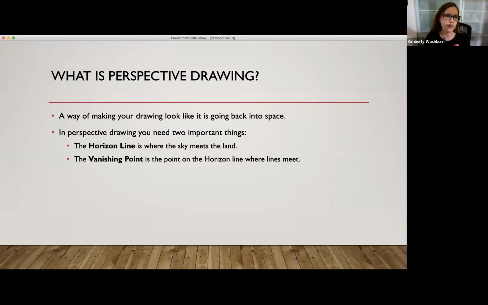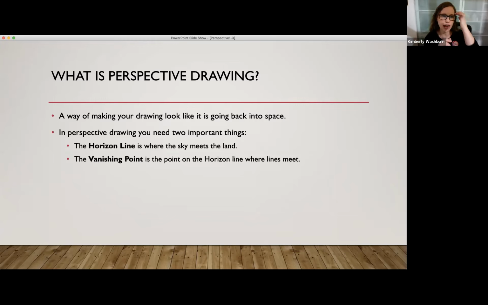You can also find horizon lines in any landscape painting or drawing or artwork that you look at. It's kind of fun to look at a landscape painting or drawing and look for the horizon line. So we're going to do that today. We're going to look at some examples where we can see the horizon line. So that's our first vocabulary word.